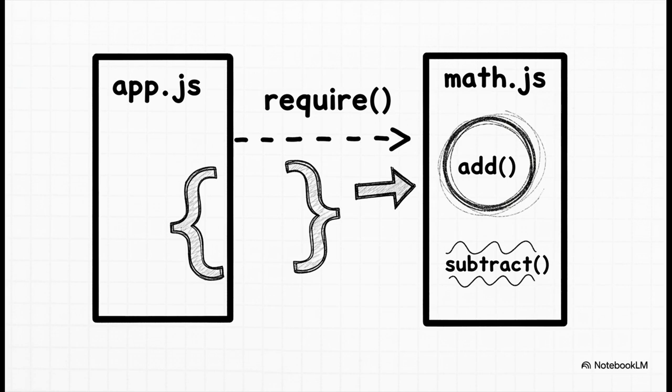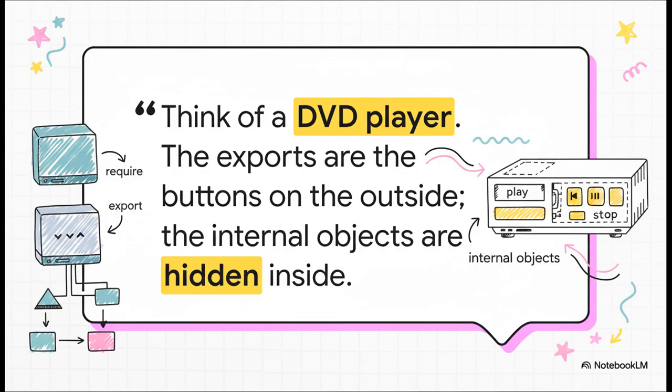Pretty clean, right? I absolutely love this analogy. Think of a module like a DVD player. You don't care about all the complex lasers and circuits spinning around on the inside. You just need the public buttons on the outside. Play, pause, stop. That's exactly what module.exports is. It's the simple, public control panel for all the complicated stuff hidden inside your module.